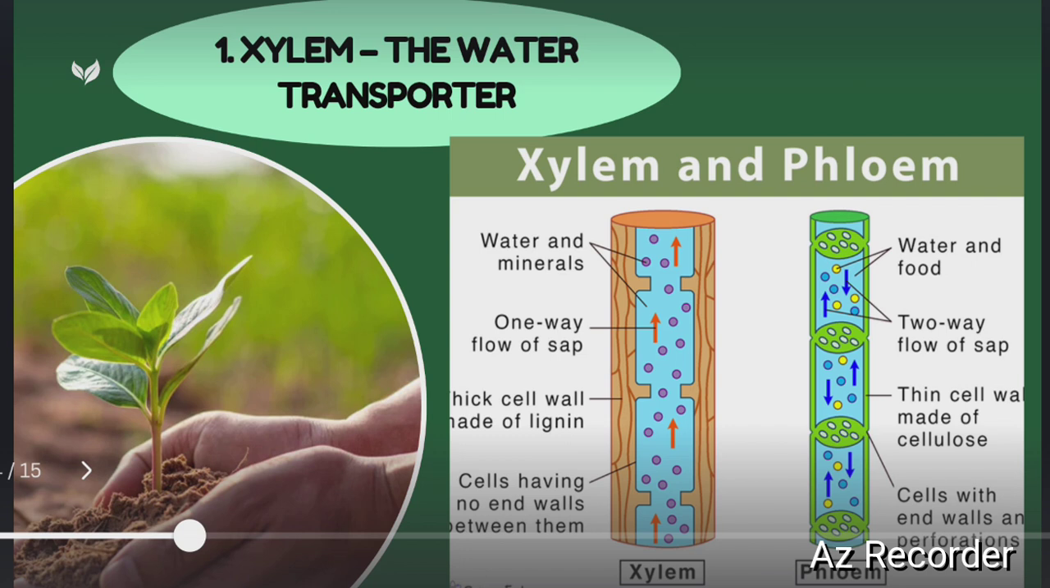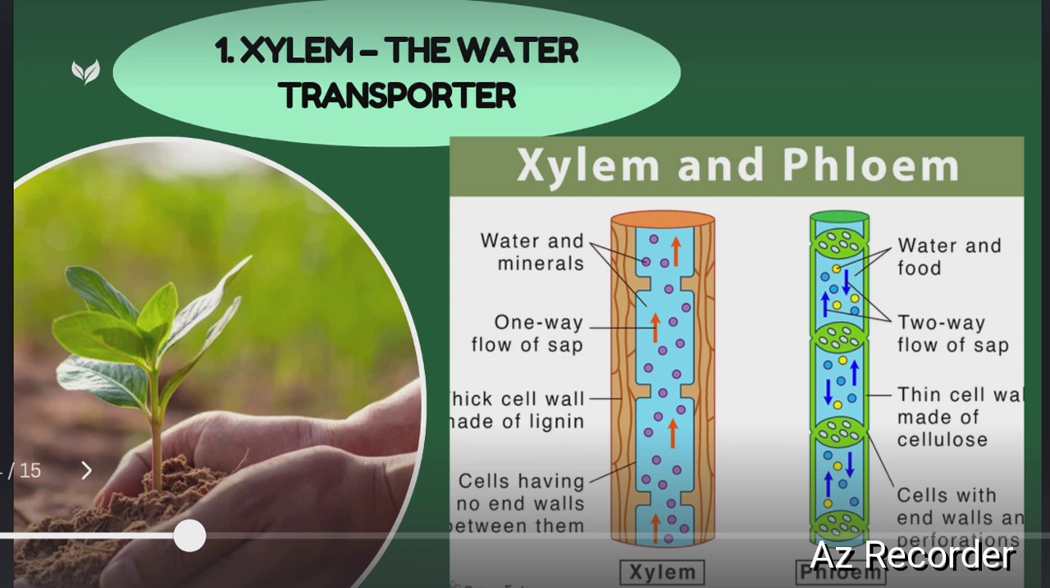Whereas in the case of the phloem, what is the main function of this tissue? It transports the food molecule. It is made up of sieve tubes and companion cells. Make sure you note the difference between the xylem tissues and the phloem. In the xylem, vessels and tracheids are present, whereas in the phloem, sieve tubes and companion cells are present.